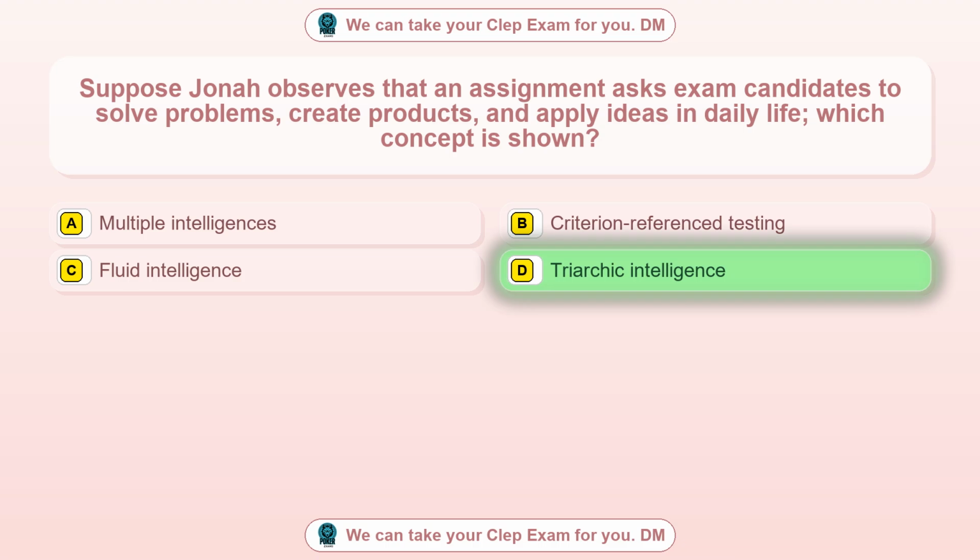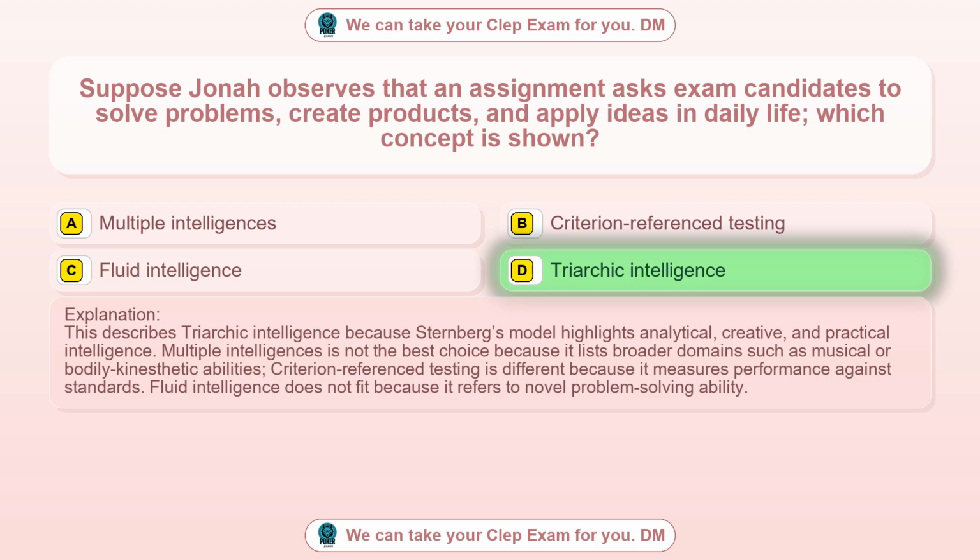Triarchic intelligence. This describes triarchic intelligence because Sternberg's model highlights analytical, creative, and practical intelligence. Multiple intelligences is not the best choice because it lists broader domains such as musical or bodily kinesthetic abilities. Criterion reference testing is different because it measures performance against standards. Fluid intelligence does not fit because it refers to novel problem-solving ability.